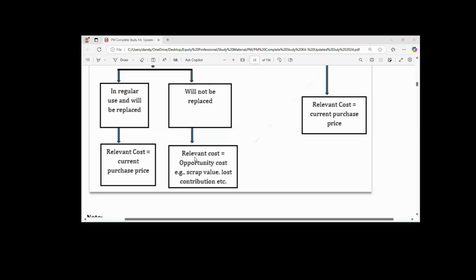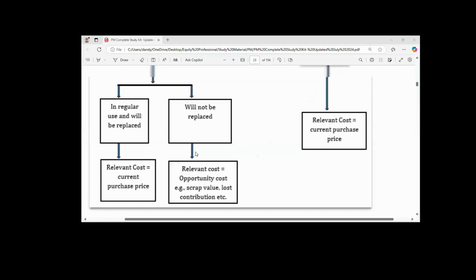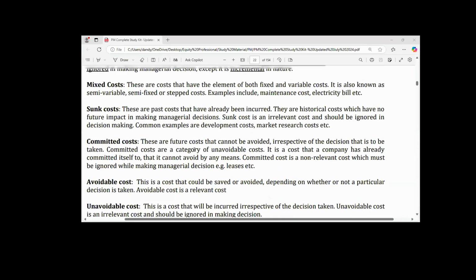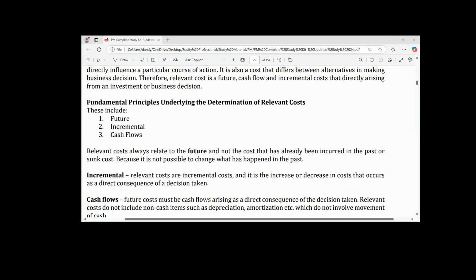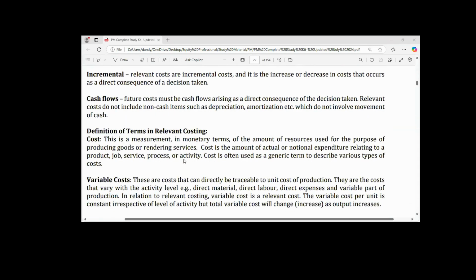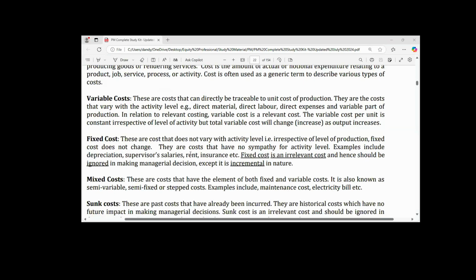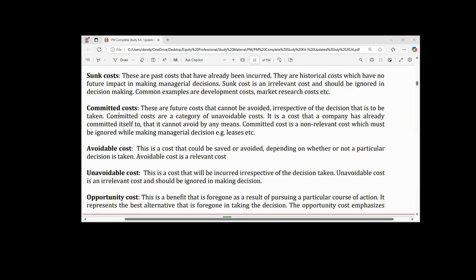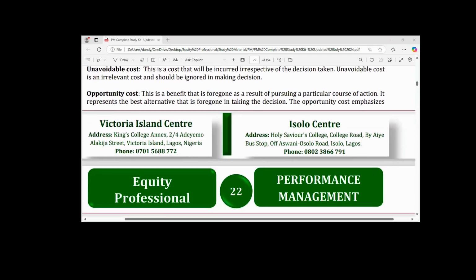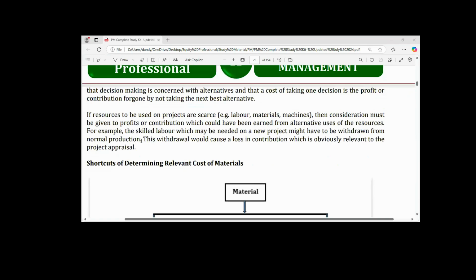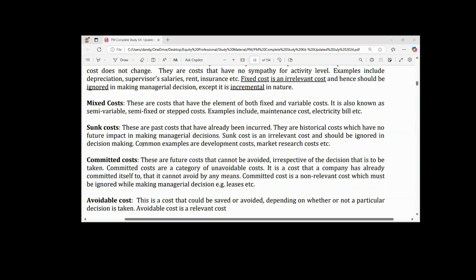Then I now called your attention to the definition of terms that you must take into consideration under relevant cost, because it's one of the key things you must understand as far as relevant cost is concerned. The examiner can ask you, what is sunk cost? What is committed cost? What is uncommitted cost? What is differential cost? What is avoidable, unavoidable cost? What is opportunity cost? All these cost items, you must know them with their examples. And I said that you should go to the material and read them thoroughly.